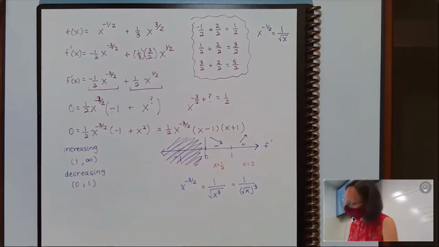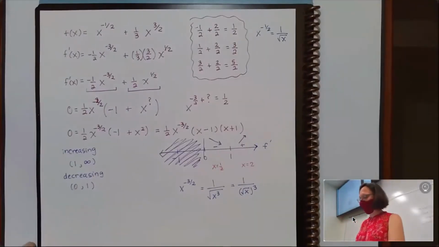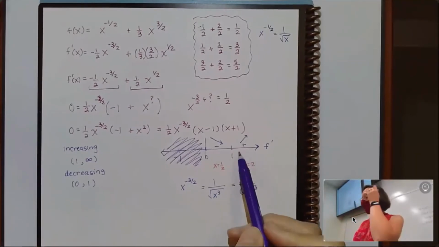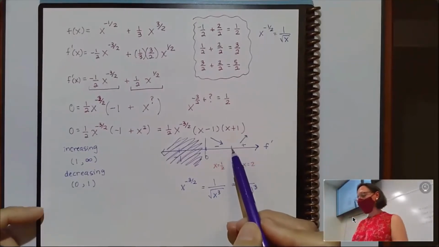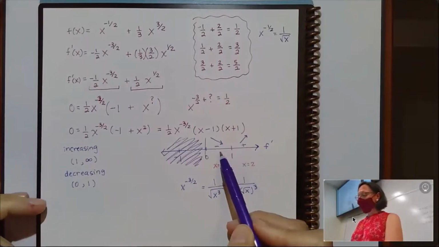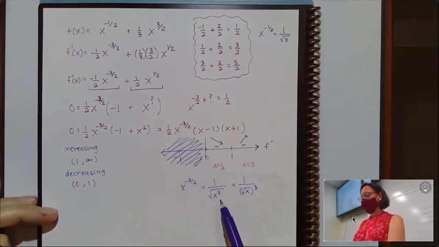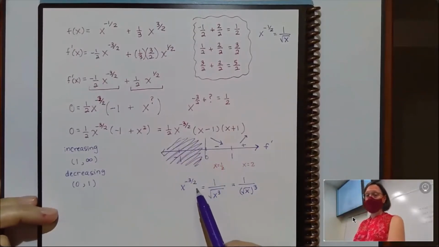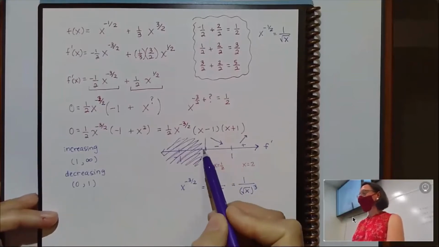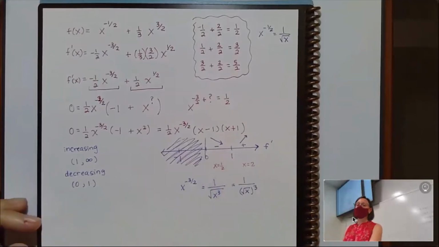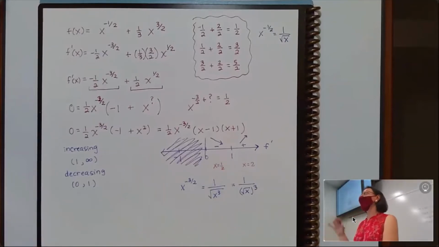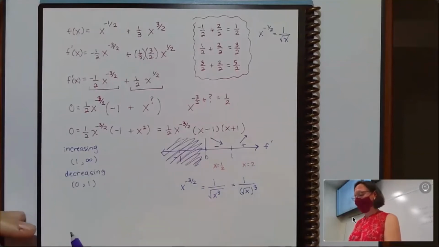What was the next thing I asked us for? Relative maxes and mins. So I really only have one critical number here. Well, actually 2. At 0, it's undefined because that x to the -3/2 means that really it's down here in the denominator. So 0 is undefined. It's not going to be a place where we're a relative max or a relative min, but it would be a place where the function was undefined.